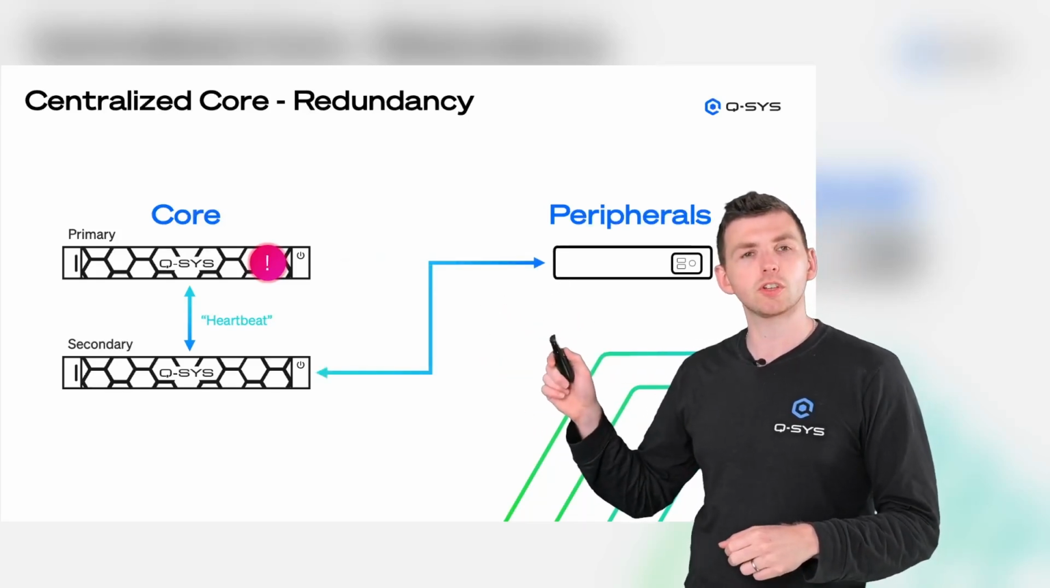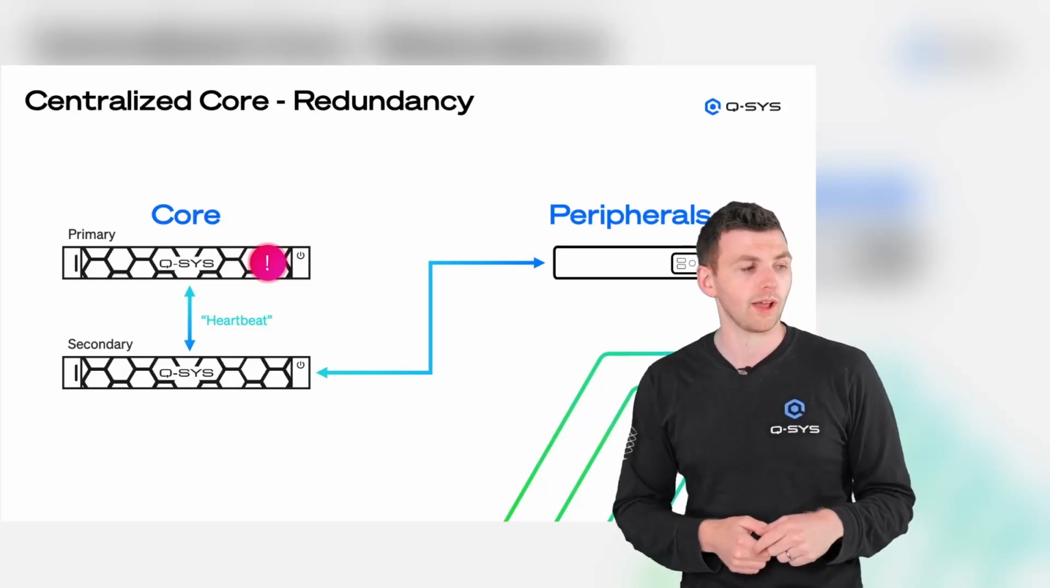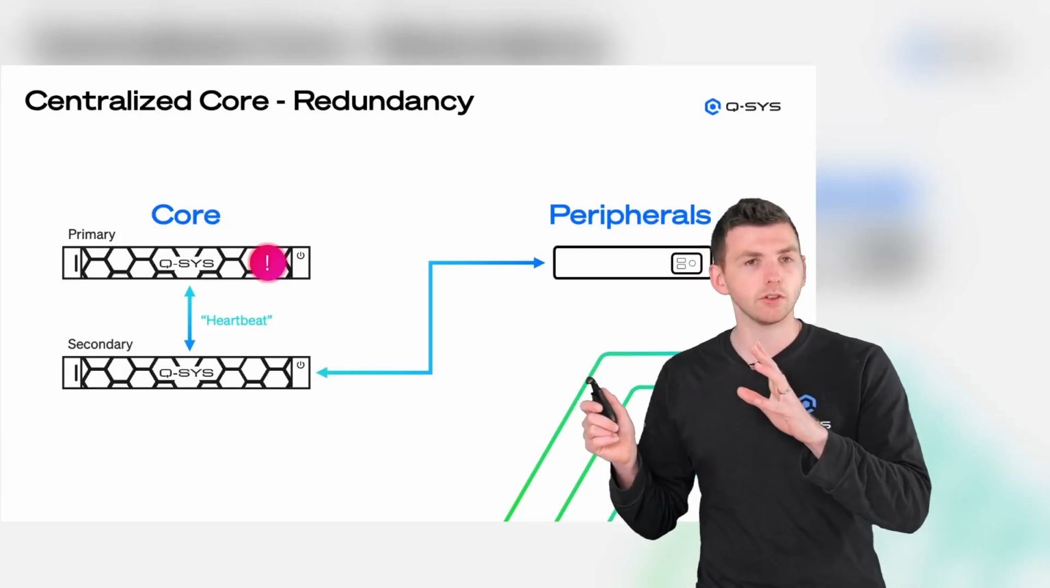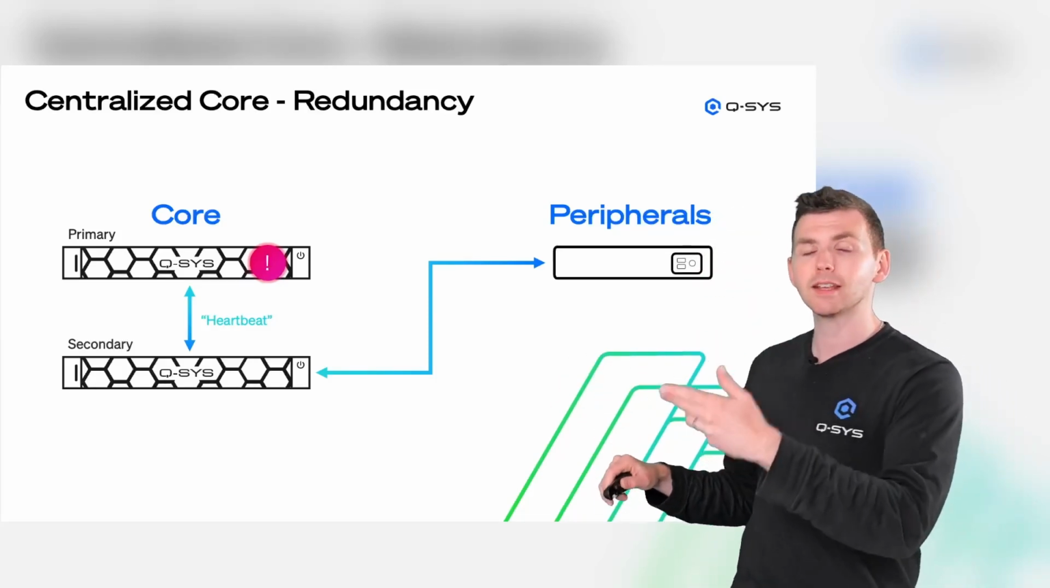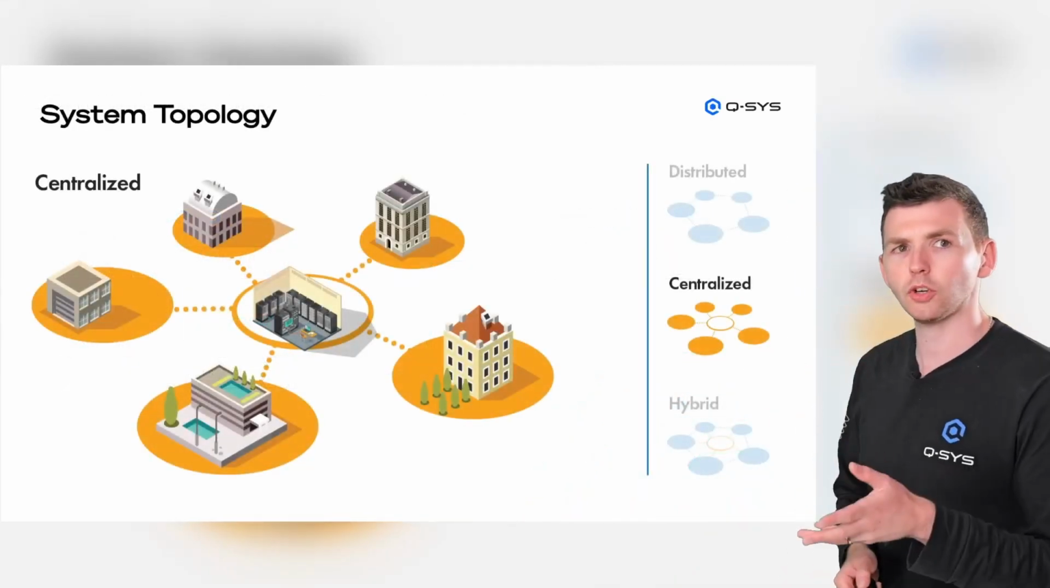with a bit of additional time if there's Dante streams changing over as well. But the core will also handle that for you too, which is nice. So just be aware that we can do that actually for any system, but particularly important for these larger centralized systems. Now let's talk about our options here.